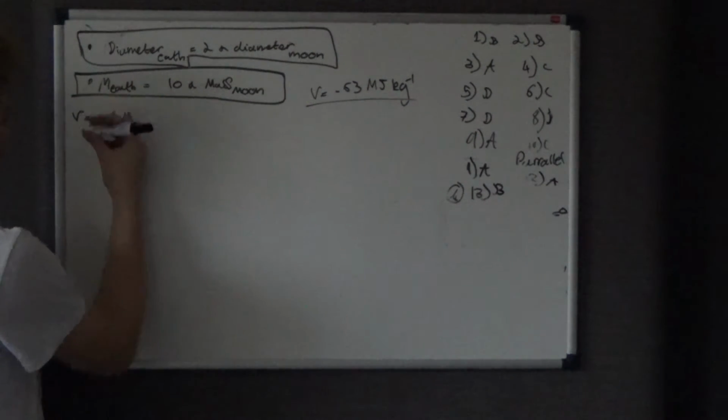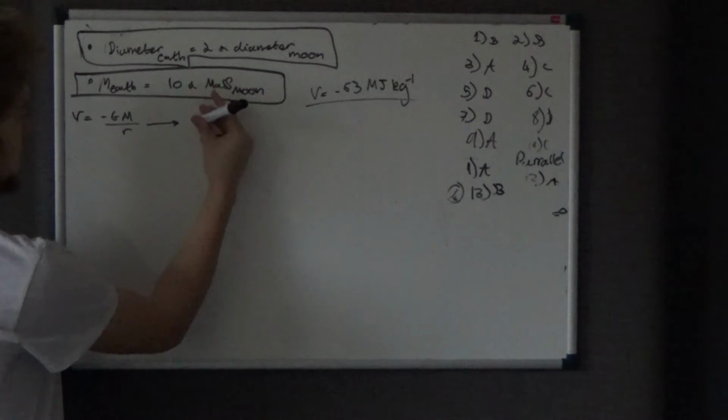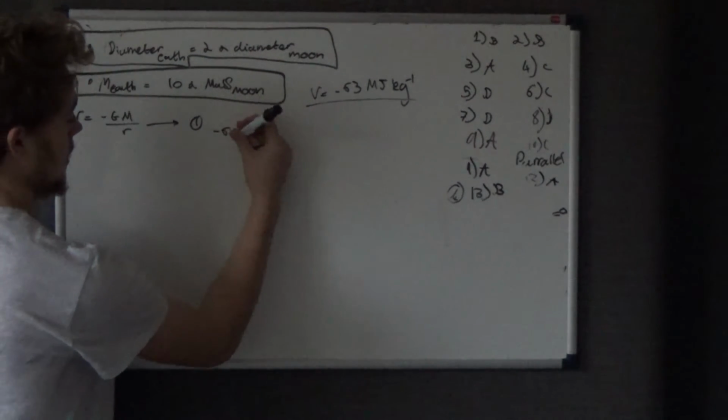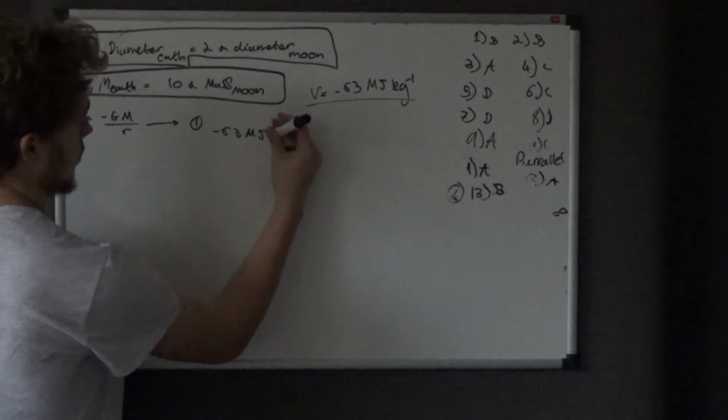So we know for the Earth, the first thing I would do is put equation 1 and put it in the context of the Earth. So we know it's minus 63 megajoules per kilogram.